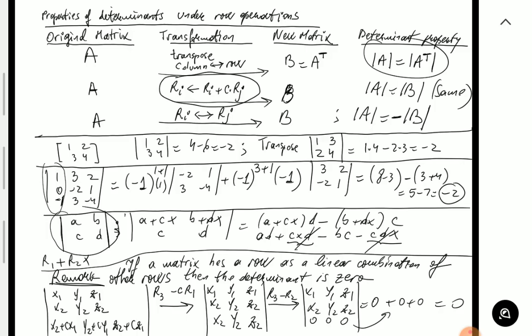So with that being said, let's move on to actually using these row operations to create zeros and then compute determinants more efficiently. So stay tuned.